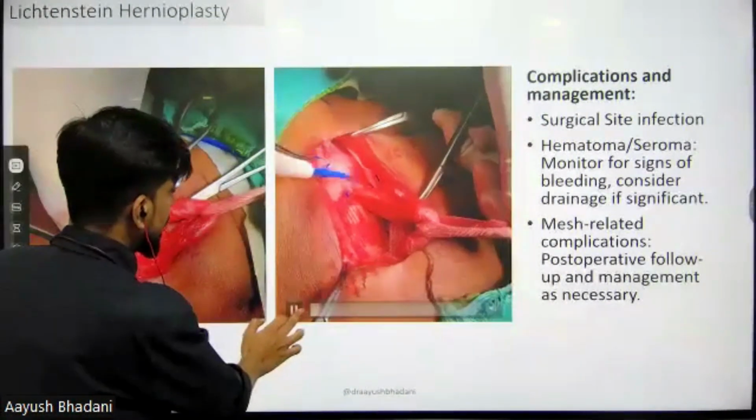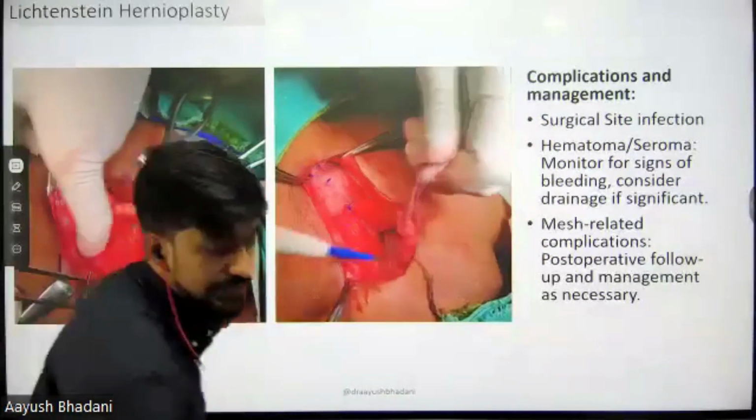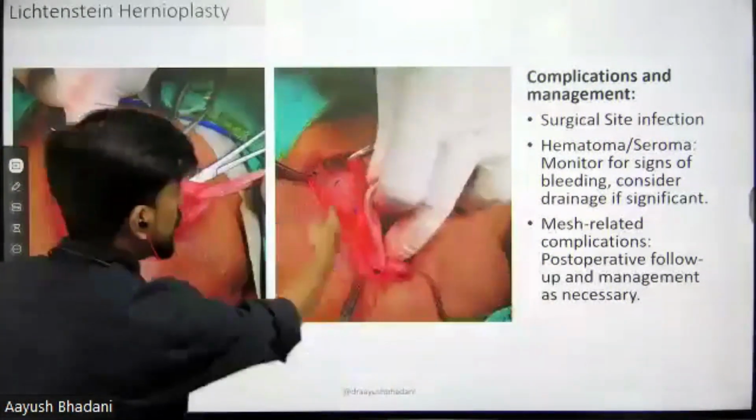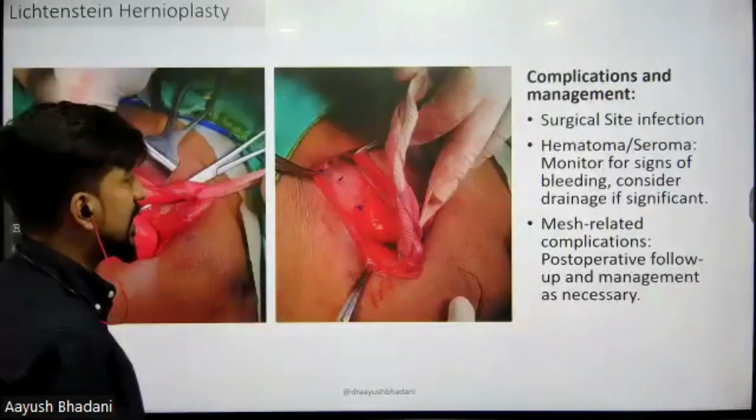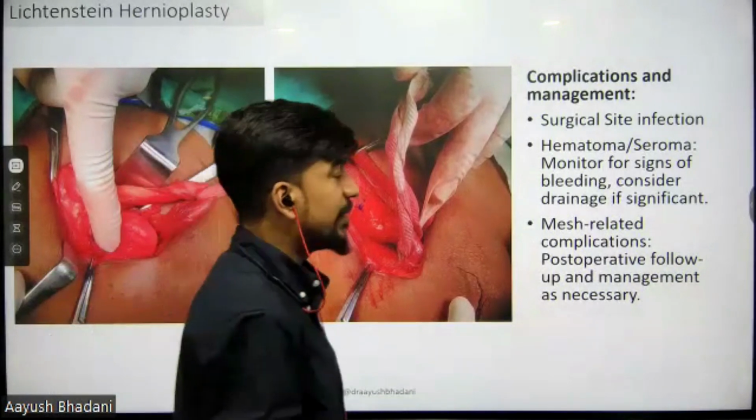Once we are done with it, we put a mesh and we suture it to all the ends. All right. So we have sutured it to all the ends. As simple as that. So what are the complications? SSIs, hematomas and seromas, and mesh related.